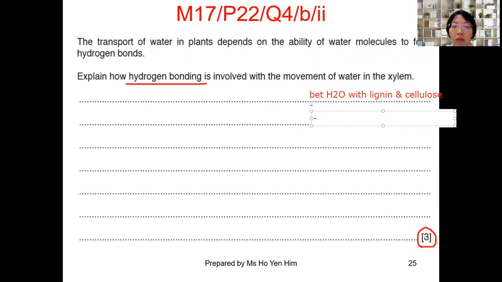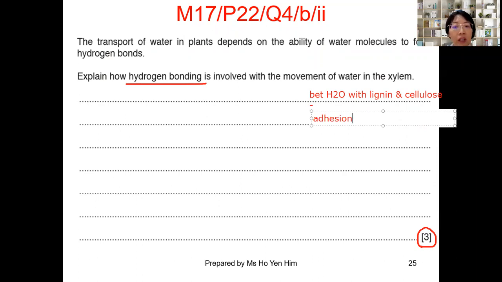Maintain the column of water to prevent it from falling. So are you reading from the mark scheme? No, don't read from the mark scheme, because if you are able to formulate the answers on your own, then your understanding becomes better. So this attachment of water molecules to the lignin and cellulose wall is called what? What is the name given to this process? Adhesion, right? So adhesion is a biological word. So you write this word, you get 1 mark.